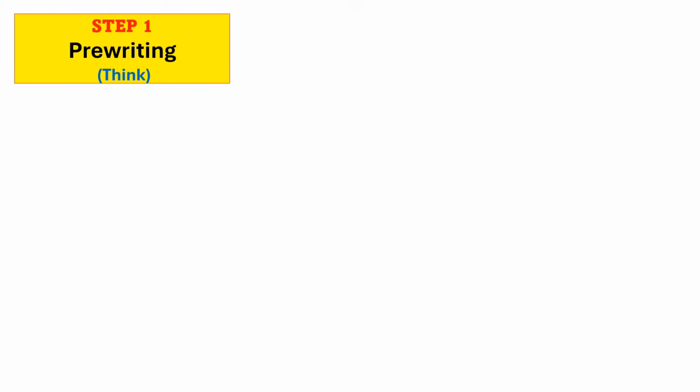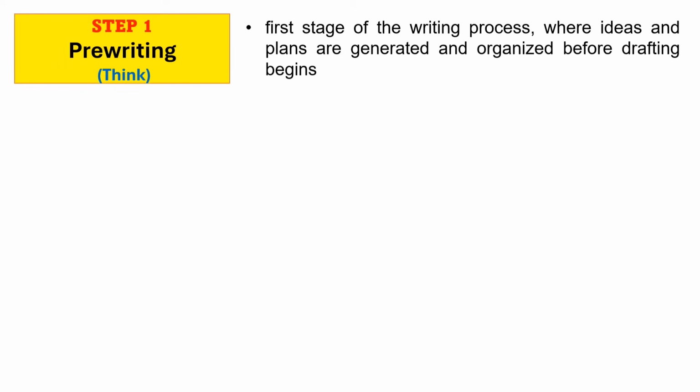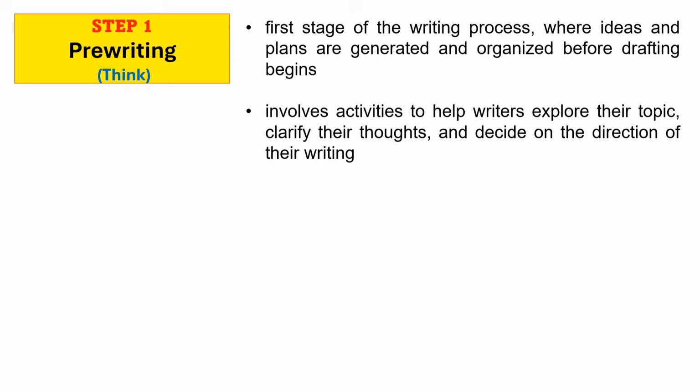Pre-writing. It is the first stage of the writing process where ideas and plans are generated and organized before drafting begins. That is why it is also called the think stage. It involves activities to help writers explore their topic, clarify their thoughts, and decide on the direction of their writing.